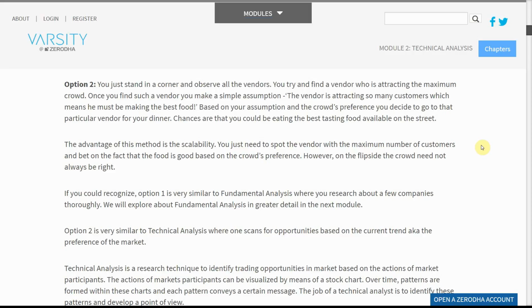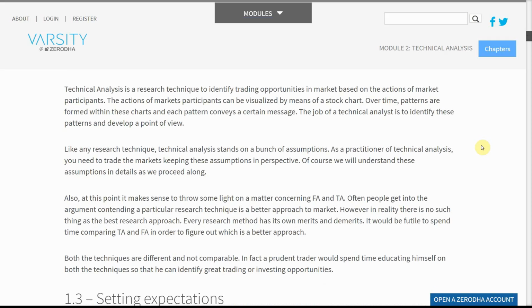Technical analysis is a research technique to identify trading opportunities in the market based on the actions of market participants. The actions of the market's participants can be visualized by means of a stock chart. Over time, patterns are formed within these charts, and each pattern conveys a certain message. The job of a technical analyst is to identify these patterns and develop a point of view.